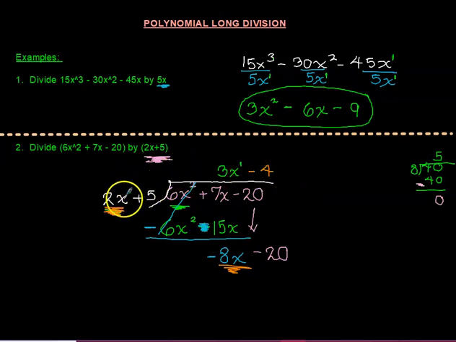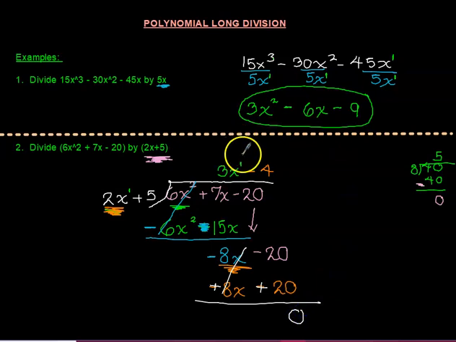So you're going to do the same thing. You multiply negative 4 by everything in the divisor. So negative 4 times 2x would give you negative 8x. Negative 4 times 5 is negative 20. And before you combine, change the signs. So here, this would add up to 0, and then I combine this, negative 20 plus 20 would also give me a remainder of 0. So my quotient is going to be 3x minus 4.